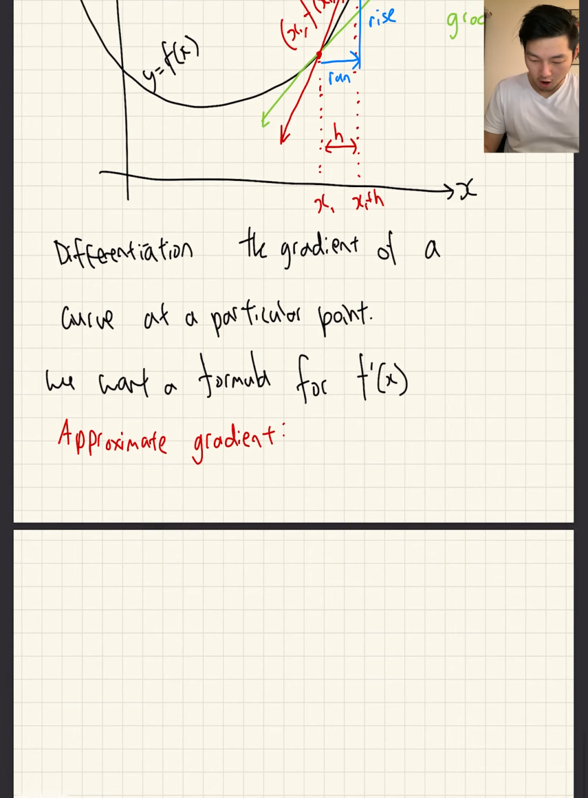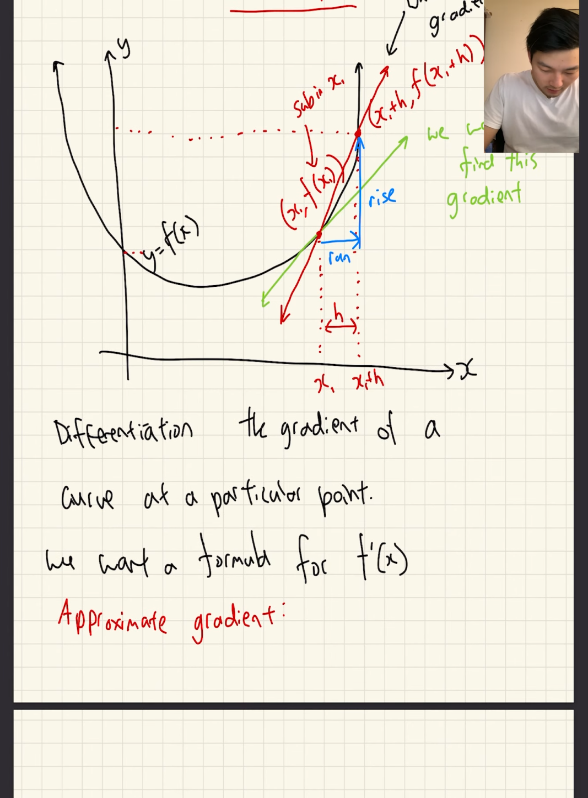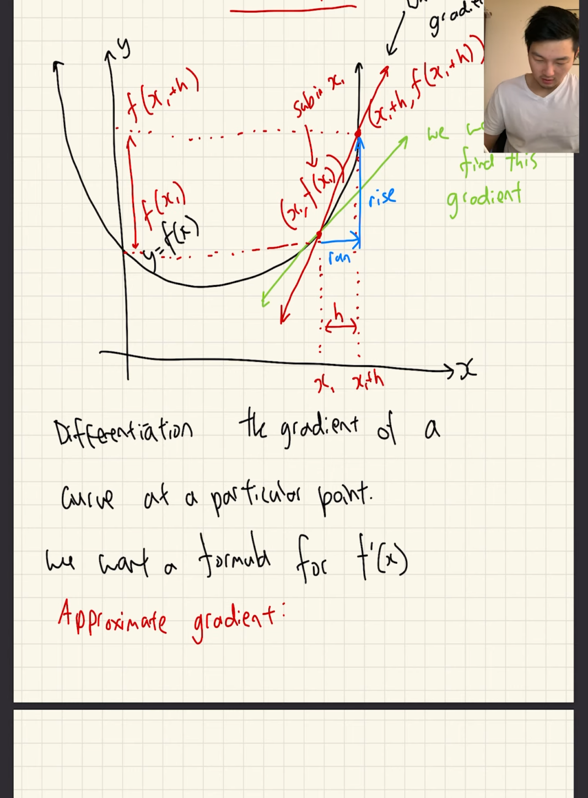We know that it's the rise over the run. So let's calculate what the rise is. We want to see how much we went up. All we have to do now is to find the height difference between these 2 points. How do we find that? Well, we simply get the height of the taller one, which is f of x1 plus h, and subtract from it the height of the smaller one, which is f of x1. So that's going to be f of x1 plus h minus f of x1. That is going to be the rise.